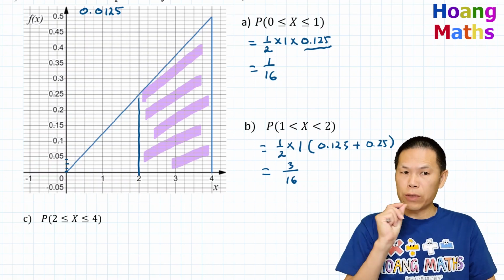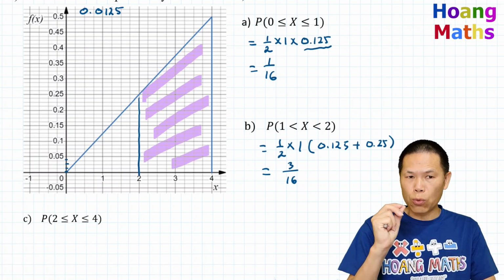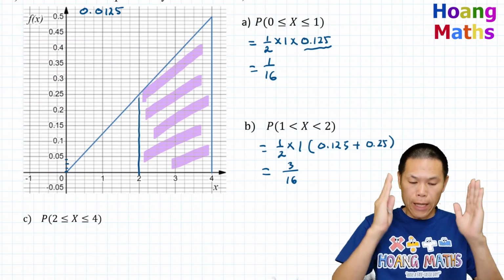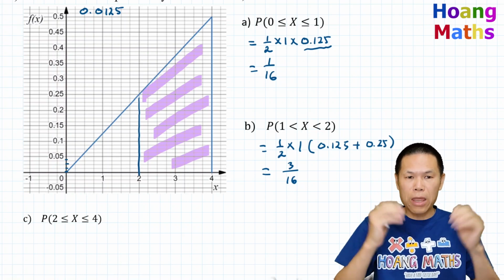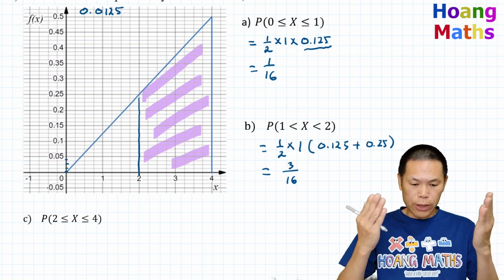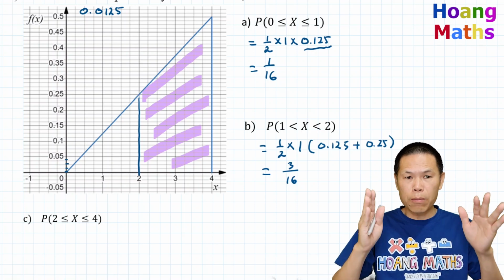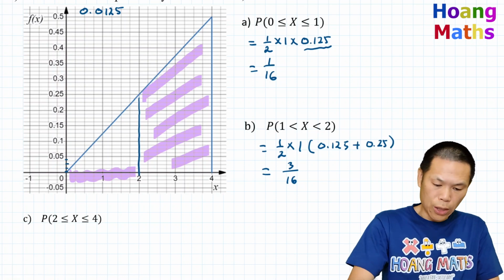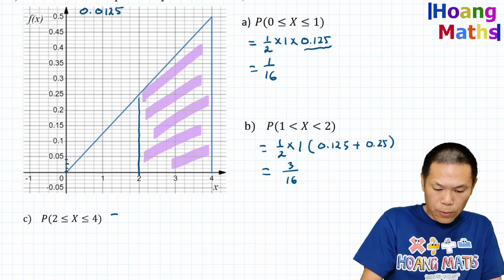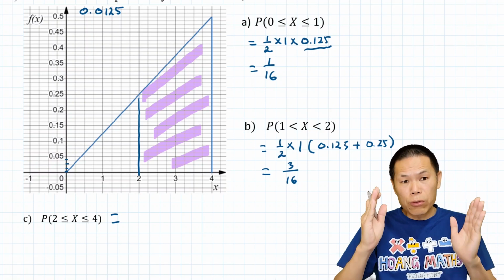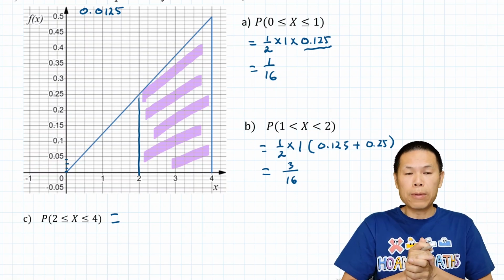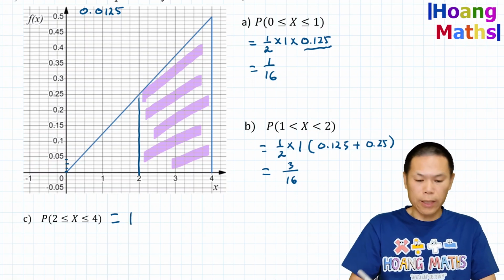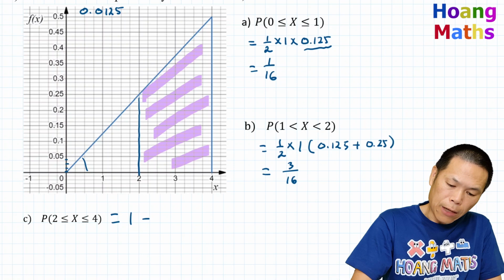So we can work out the area of this trapezium. However, we can also work out the whole area of the triangle from 0 to 4 and minus the area between 0 and 2. Whichever method you like, doesn't really matter. So let's just work out the area of the whole lot minus the area from 0 to 2. The whole area from 0 to 4 is equal to 1 because it's a probability function, so that must equal 1 for the area of the whole lot. And then we minus this area here.